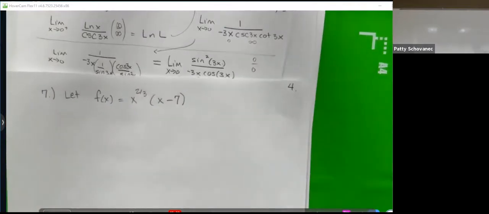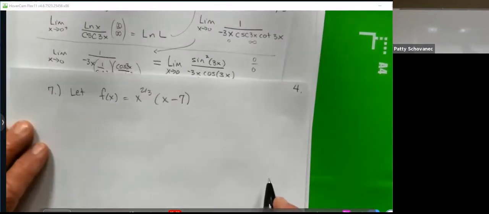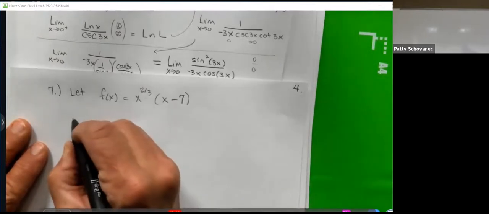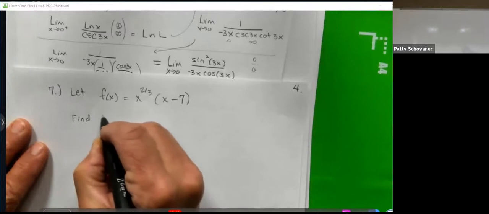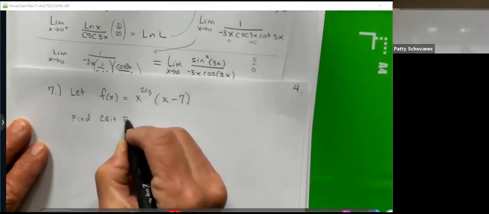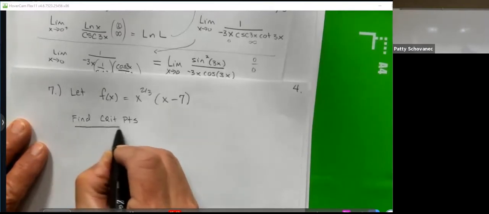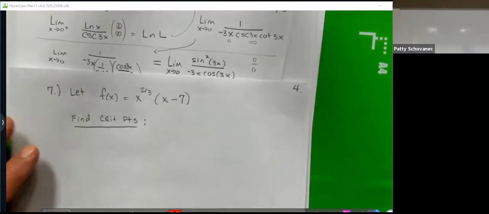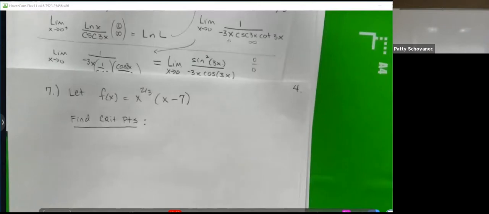Let f of x be x to the 2/3 times x minus 7. First thing I want to know is see if you can find all the critical points. So take a minute, take the derivative, find where the derivative is 0. Let's find all the critical points for that one.